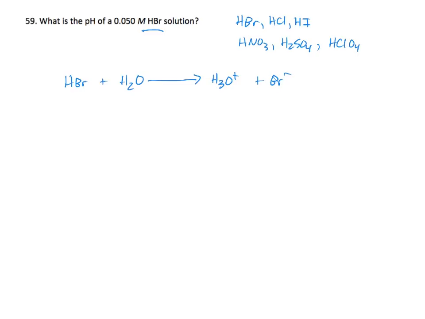So if 100% of our HBr solution dissociates, once it's done, we're going to have an H3O plus concentration of 0.050 molar. Our pH is the minus log of that H3O plus concentration, the minus log of 0.05, which is 1.30.